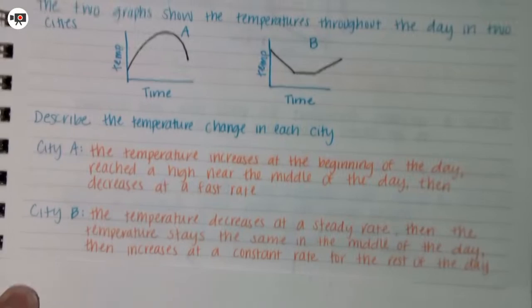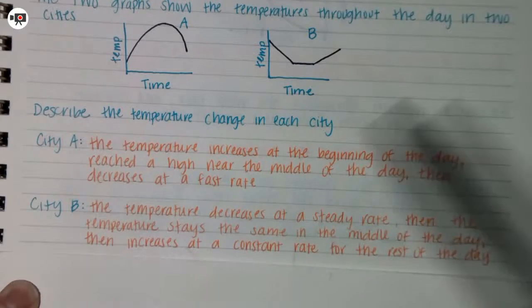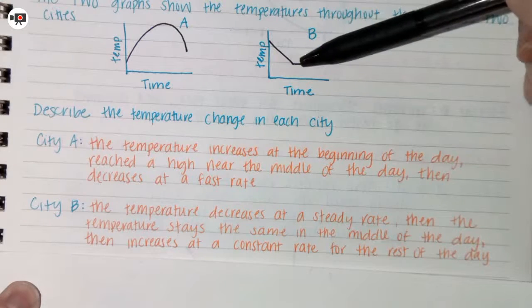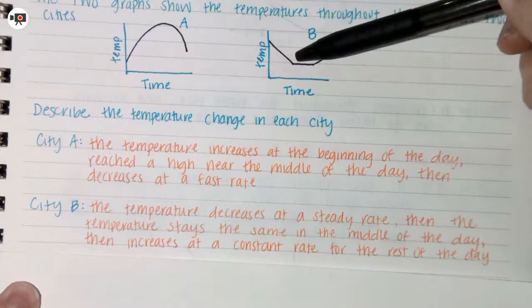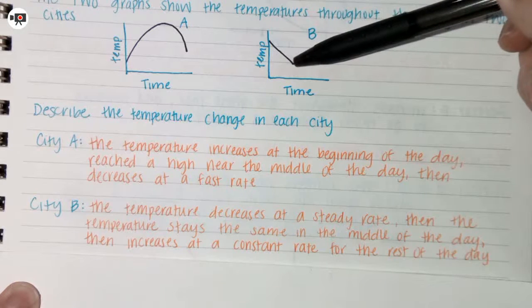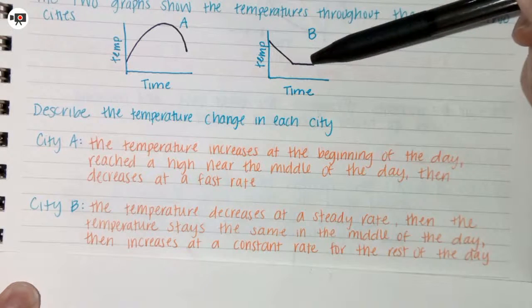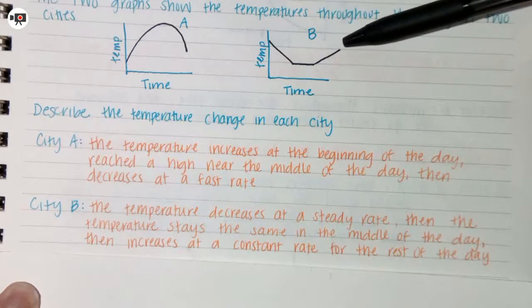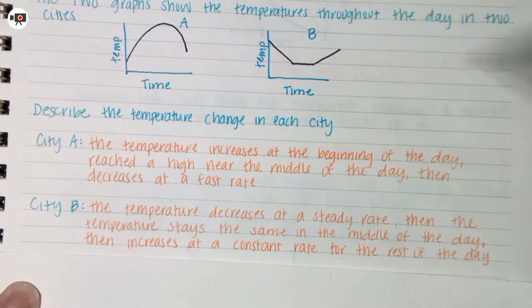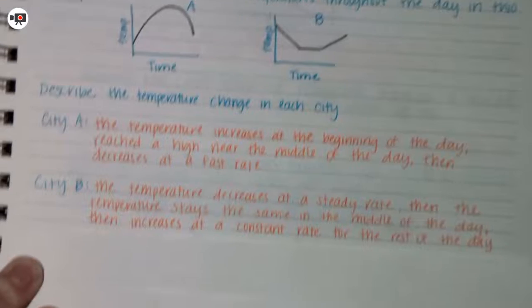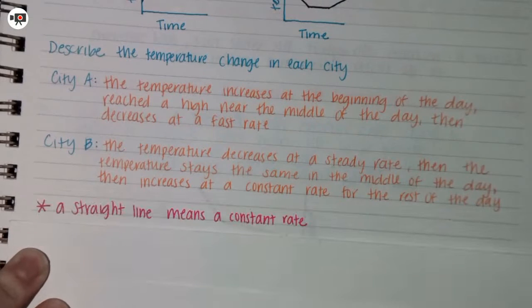City B, the temperature decreased at a steady rate. We know it's a steady rate because it's a straight part of a line. Then the temperature stayed the same, and then it increased again for the rest of the day. So a straight line means a constant rate.